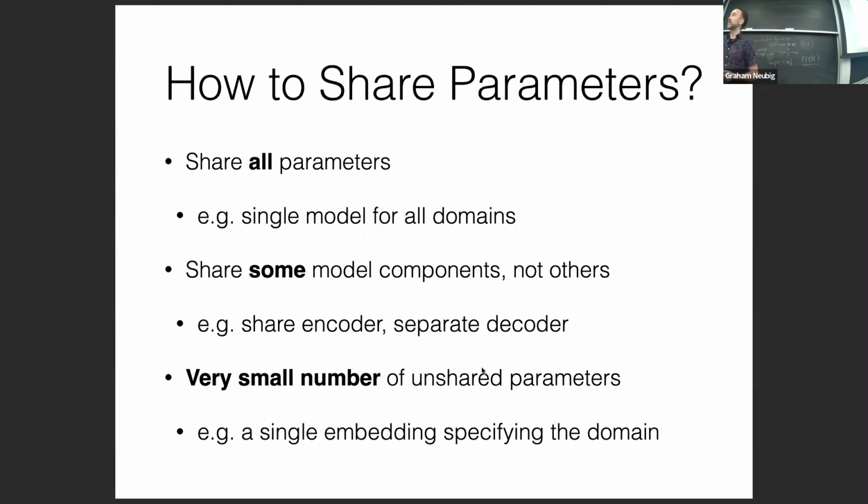Another thing that's very popular nowadays is a very small number of unshared parameters. So you share the great majority of the parameters in the model, but you have a very small number of unshared parameters. This could be like a single embedding specifying the domain.